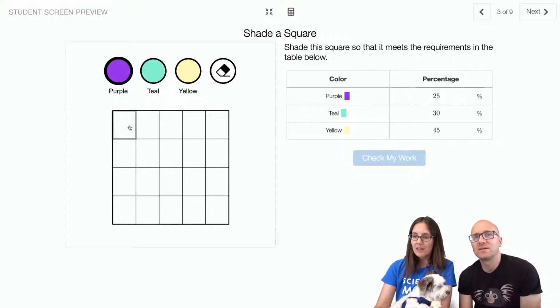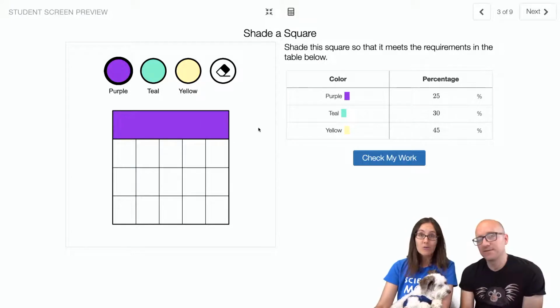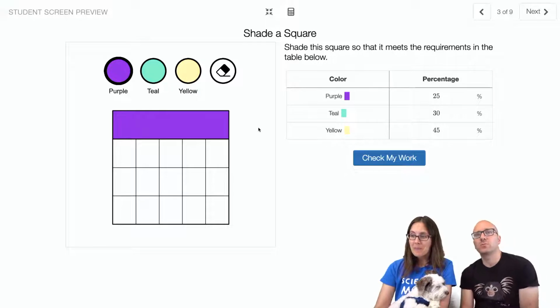You know what, Math Dad? I have to be honest. I'm feeling just a little bit intimidated. Am I going to be able to figure this out? Well, there are 4 rows, and if I just do one of the rows, then that's 1/4, right? That's 1 part out of 4. That's correct. 1/4 are purple.